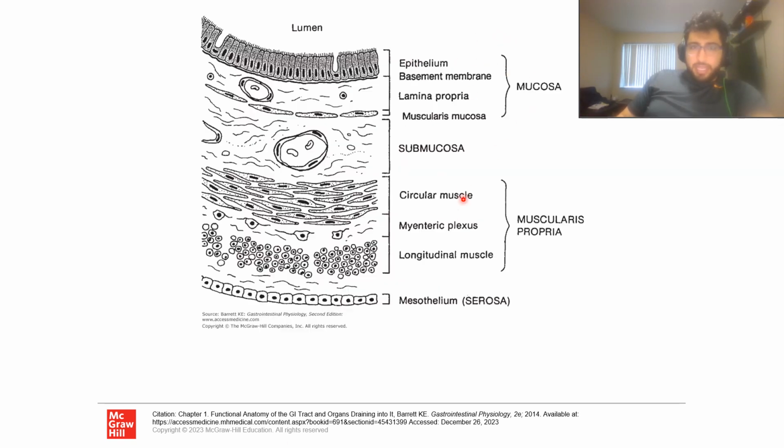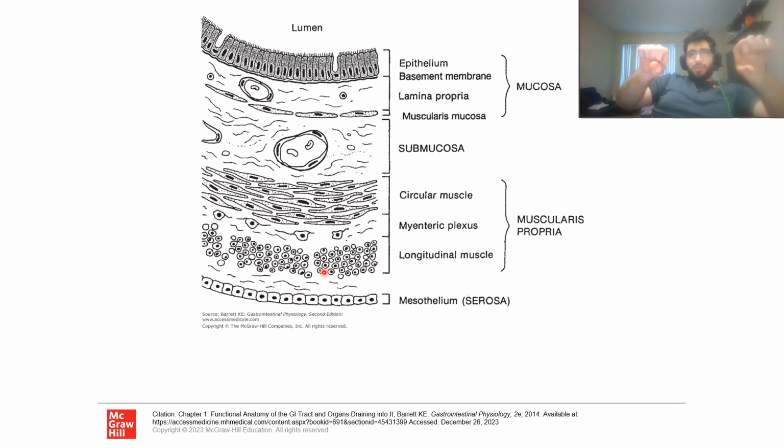And here we see the different layers of the GI system. You have the epithelium, which can look different in different tissues, with a basement membrane, a lamina propria, and a muscularis. Those layers make up the mucosa. The submucosa is more stromal and lies underneath the mucosa. Then you have your muscularis propria, which has circular muscle, a myenteric plexus underneath it, and then a longitudinal muscle layer. Imagine this is a tube of intestine.